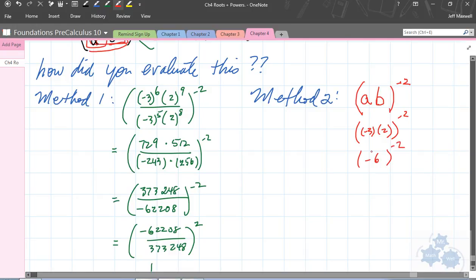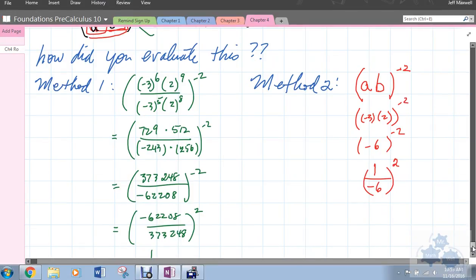After the brackets have all been taken care of and simplified, now I look to E, which is exponent. So let's apply the exponent. If it's a negative exponent, what can we do to get rid of that negative? Take the reciprocal, right? So this becomes a 1 over -6, and then that too becomes positive. So that's what we just learned in the last lesson.